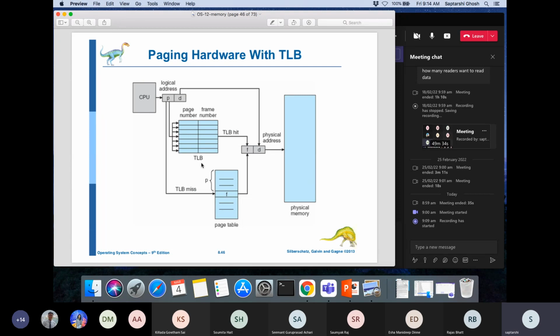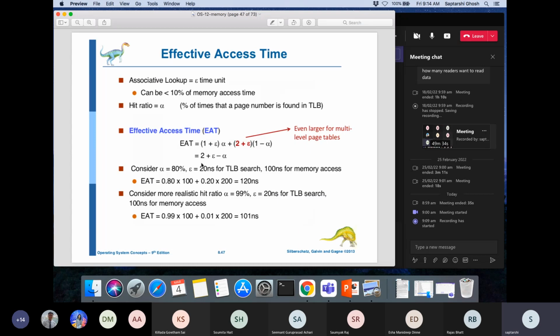So this is the first problem with putting page tables in the memory: access might become slow, but using the TLB, we have seen how we can reduce that slowness. We did a small numerical, and we found that nowadays caching is quite advanced. It is quite normal to have 99% hit rates. So if the TLB has a 99% hit rate, then the effective access time is almost as good as just accessing memory once.